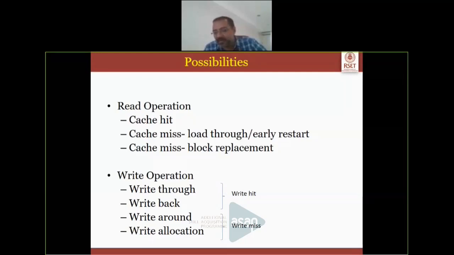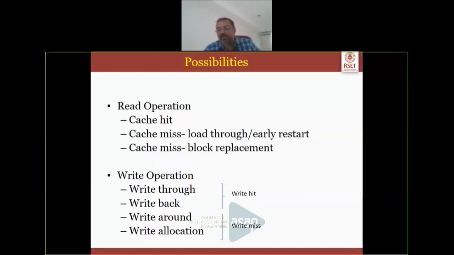When the cache is filled, some portion has to be taken out and a new one has to be loaded by the requirement from the processor. So when the cache memory is updated, the main memory also has to be updated. In the write operation, there are different methods. In write hit, that means when the processor is updating the content, and that particular content is there in the cache memory. In write hit, there are two methods, write through and write back.